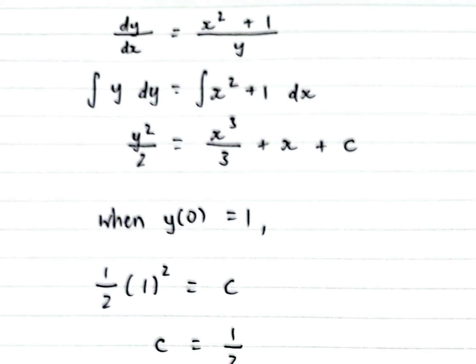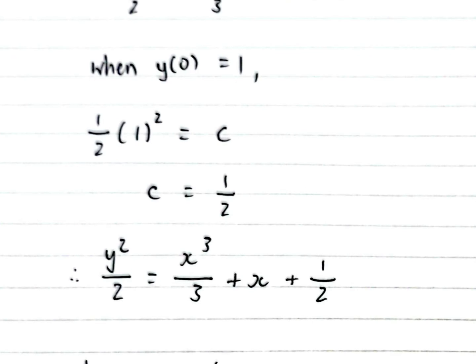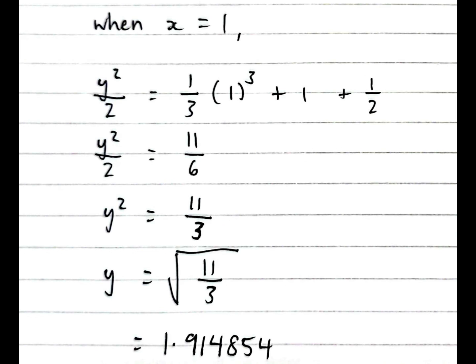Now to solve the equation dy over dx equals x squared plus 1 over y, we can just go through the normal procedure using first order ODE. We integrate both sides to get y squared over 2 equals x cubed over 3 plus x plus c. Now to solve for c, we substitute in the initial values of x and y to get c equals a half. And so the equation would be y squared over 2 equals x cubed over 3 plus x plus a half. Now to find the calculated value of y, we substitute in x equals 1 into the equation to get y equals the square root of 11 over 3, or 1.914854 rounded to 6 decimal places.